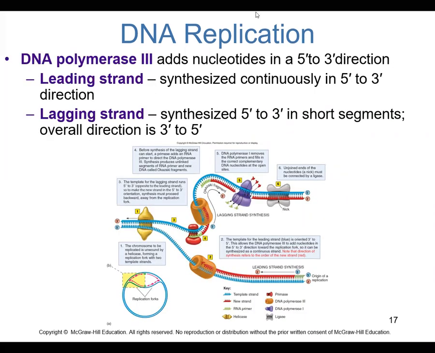On the leading strand right there, it makes a continuous piece that just keeps going and going right along. There's that helicase unzipping it. Here's that DNA polymerase 3 that's building the new strands. Now on the lagging strand, it's got to build 3 to 5. When we're unzipping it, let me back up a moment.